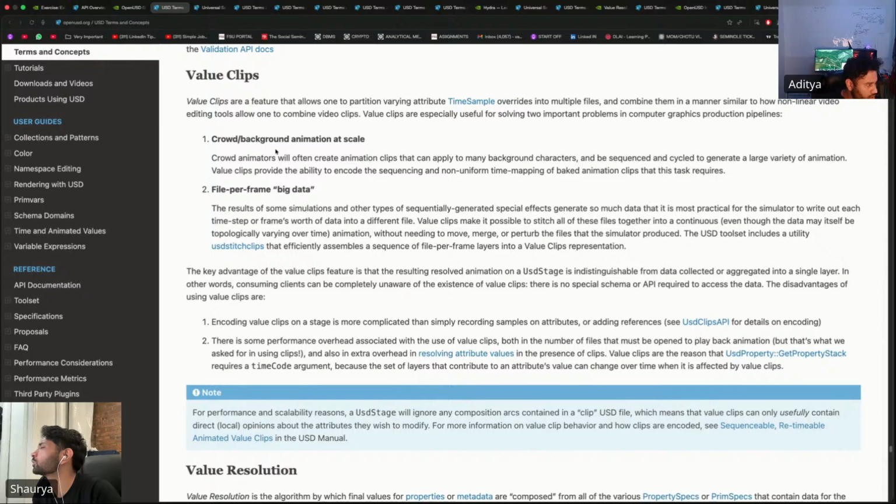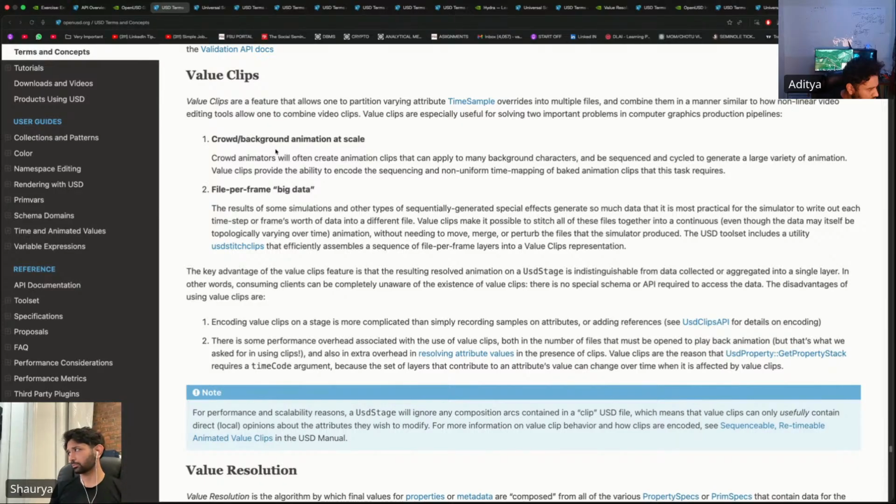Value clips make it possible to stitch all of these files together into a continuous animation, even though the data may itself be topologically varying over time, without needing to move, merge, or perturb the files that the simulator produces. The USD toolset includes a utility, usdstitchclips, that efficiently assembles the sequence of file per frame layers into a value clips representation. The key advantage is that the resolved animation on a USD stage is indistinguishable from data aggregated into a single layer.